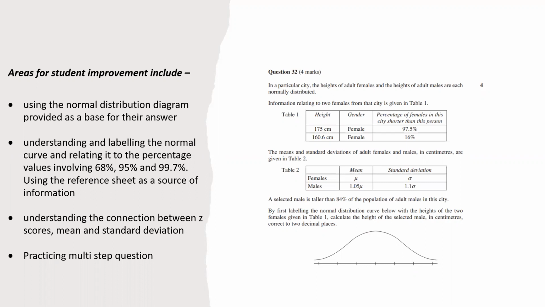Also practicing multi-step questions. Like I said at the start, this was 4 marks and it's quite an open response question. There's no part A, part B, part C to guide the students through. It helped them by telling them to label the normal distribution curve, but students really needed to have that practice of doing multi-step questioning and realizing that I need to do step 1 first, then go to step 2, then go to step 3. It did flow quite well for the students as long as they went through the process. And maybe a few students had difficulty with actually being able to apply that type of logic in this setting.